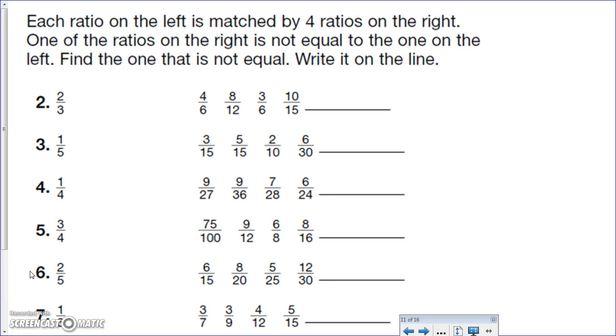We start with 4/6. If you divide the numerator and the denominator by 2, it does simplify to 2/3. So we're going to cross that one out. 8/12. If you divide the numerator and the denominator by 4, that's going to simplify to 2/3. Next, we've got 3/6. That will simplify to 1/2. So that could be our answer, but we need to check the last one just to be sure. And then 10/15, if we divide by 5, the numerator and the denominator, we get 2/3. So our ratio that is not equal is 3/6.